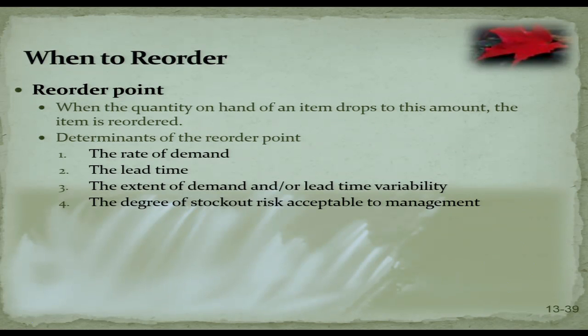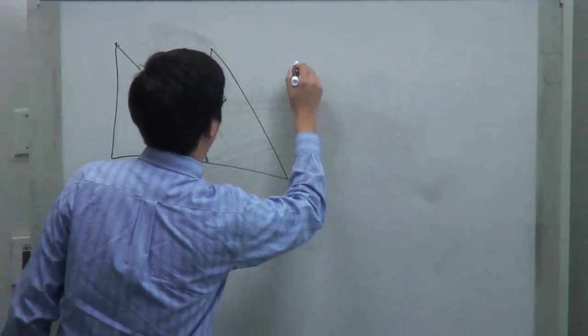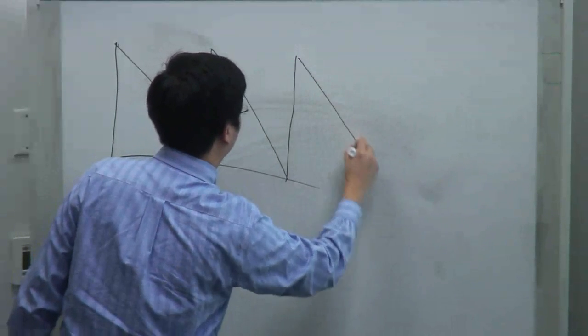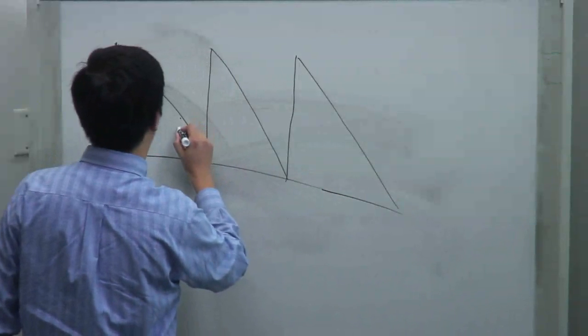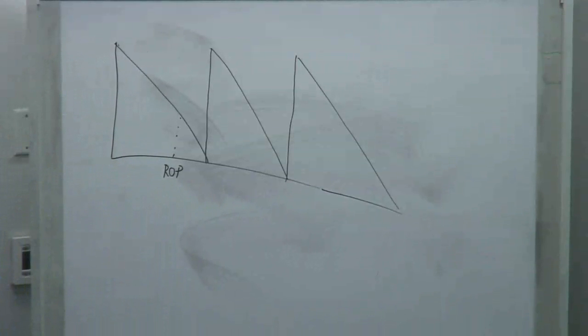So for the simple EOQ model, you still remember? How to determine this reorder point? Anybody remember? For the EOQ model, how to determine the reorder point? Reorder in a new cycle or something? No, it's before the new cycle, because that's the lead time between when you place the order until you receive the order.